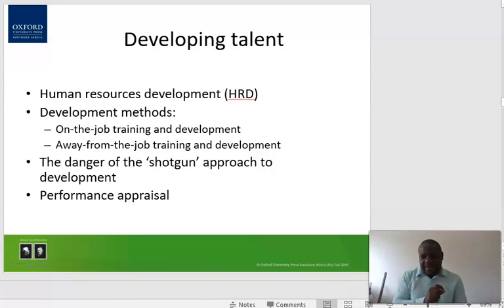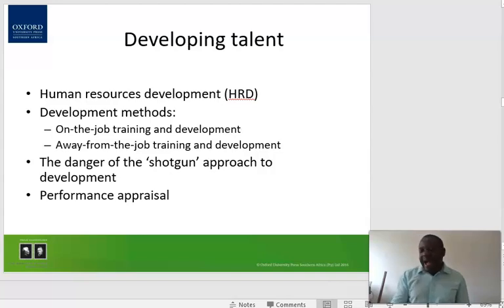On-the-job training and development are methods that can be used whilst an employee is actually on the job. So you do not have to take them out of their job setting so that they can gain skills or develop certain competencies. But with away from the job training and development, you will need to take the employee outside of their work setting so that they can gain certain competencies or so that they can be developed.